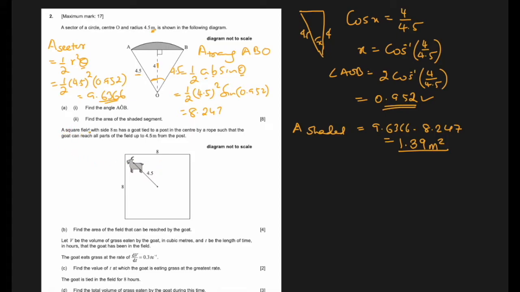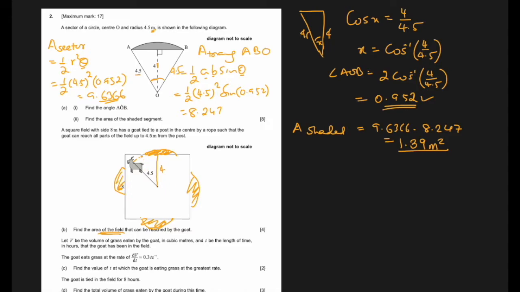Next, a square field with side 8 has a goat tied to a post in the center by a rope that is 4.5 meters. Find the area of the field that can be reached by the goat. Area of the field, not outside. Since half of this 8 will be 4, if the goat goes, it will go out of this. Basically, we'll get the same shape we got in the first part. So we'll get a shaded area here, similarly a shaded area here, and similarly here.